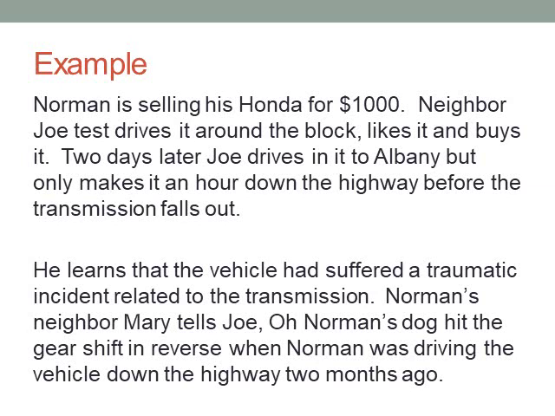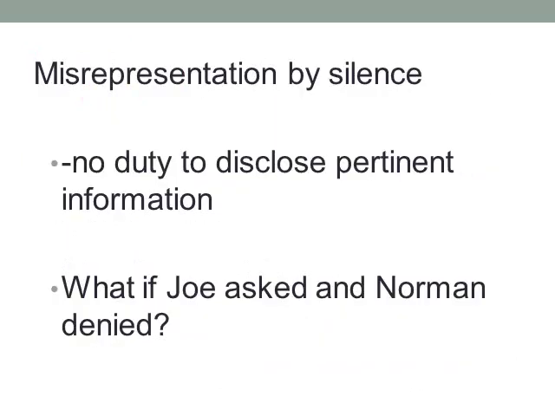Do you think that would have been an important fact in buying the car? And does he win? Norman doesn't tell Joe that the car had this traumatic incident with regards to the transmission. Does he win? Misrepresentation by silence. There actually is no duty to disclose pertinent information. But what if Joe asked specifically about the transmission and Norman denied? That would be concealing information, such as the horse incident example we had earlier.